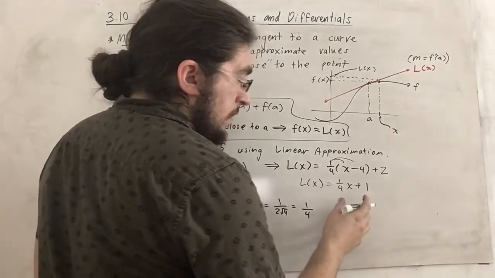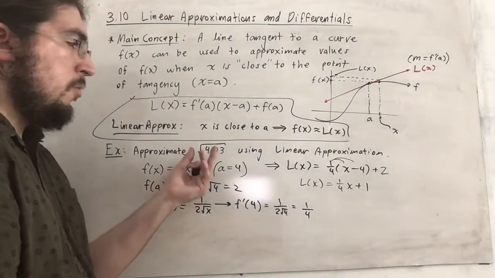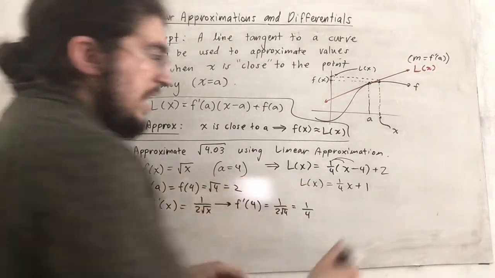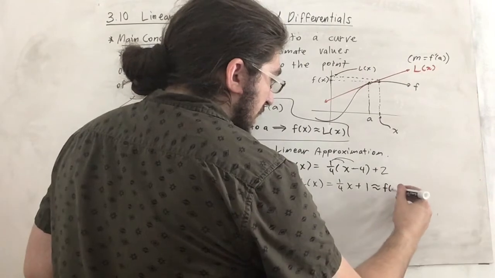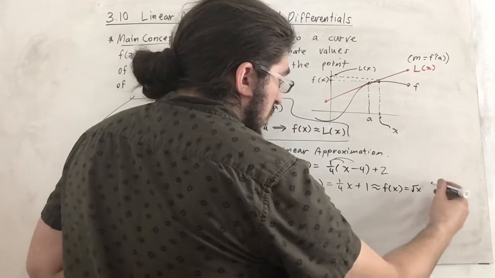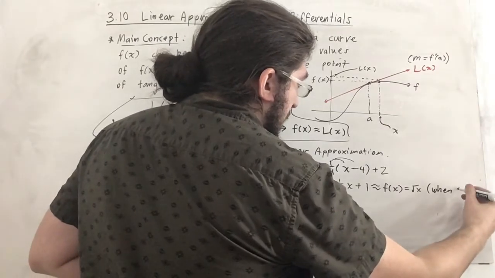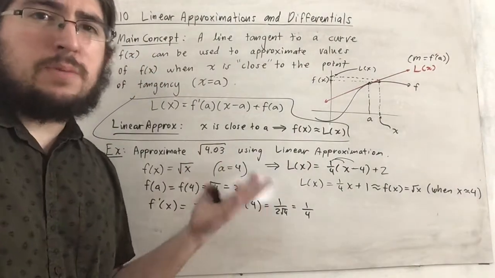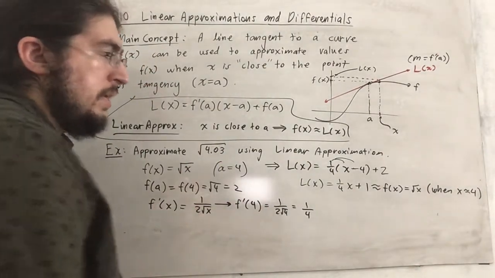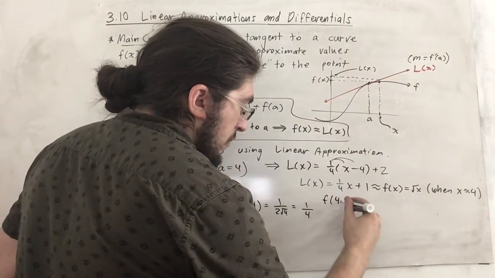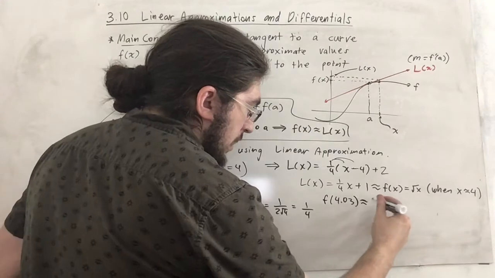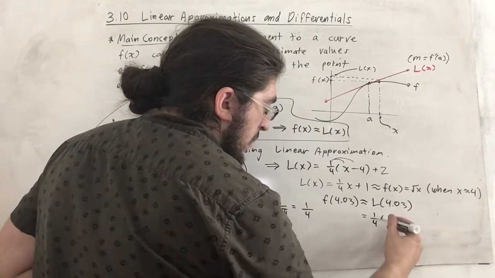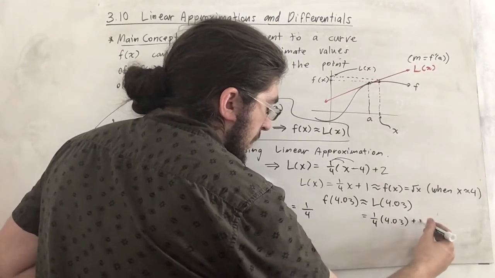So again, this is what we'll be using to approximate radical 4.03. So this L of x is approximately f of x, which by the way is the square root of x, only when x is close to 4. So when x is approximately 4. And 4.03 is approximately 4. Okay, good. So now we can say f of 4.03 is approximately L of 4.03, which is of course 1/4 of 4.03 plus 1.